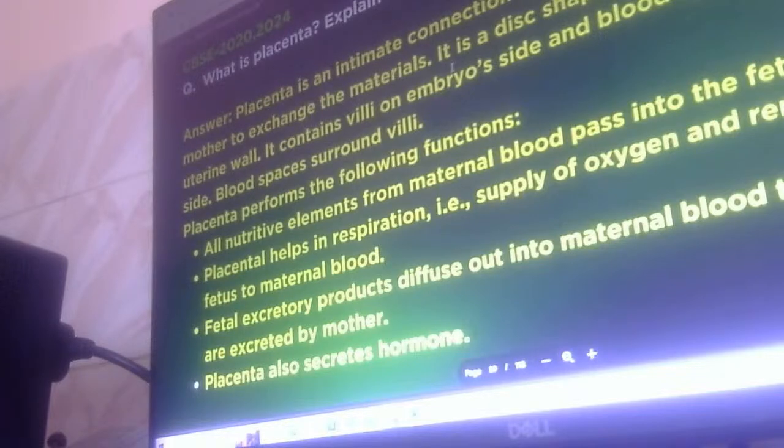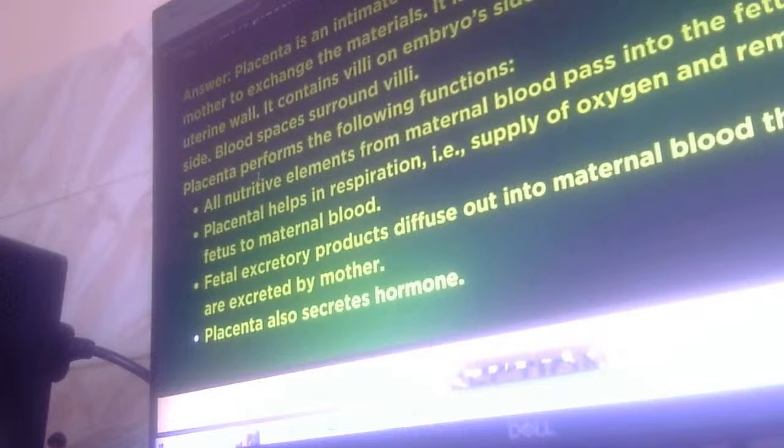Fetus, disc shaped structure. Villi on embryo side. How do I remember this now? Embryo side, villi for embryo. V, oh, like V, like WEV. So V for E. I got it. Western East. So villi and embryo. That'll do. Blood spaces towards mother side. Nutritive elements.